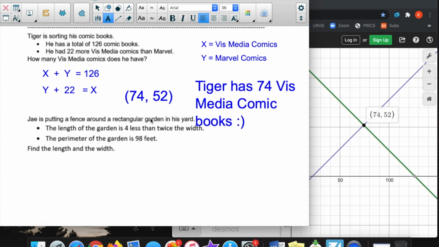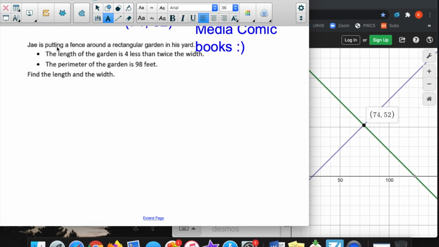Okay, one more here, real quick. Jay is putting a fence around a rectangular garden in his yard. The length of the garden is 4 less than twice the width. That's going to be a complicated one, but we'll get there. The perimeter of the garden is 98 feet. Find the length and the width of the garden.